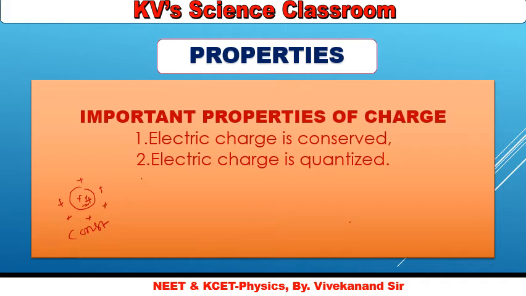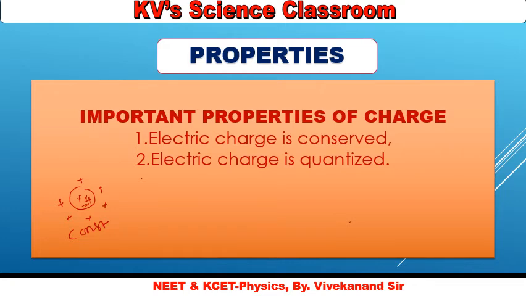Now the second property is the quantization of charge. Quantization of electric charge is the property by virtue of which any charge exists only in discrete packets of certain minimum charge. Now the minimum charge is how much here?